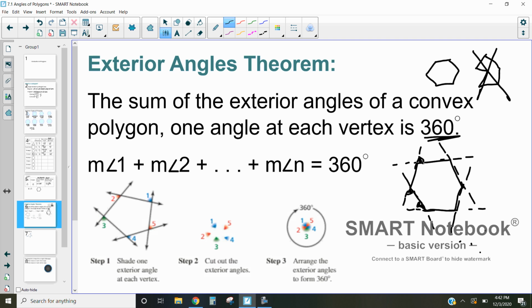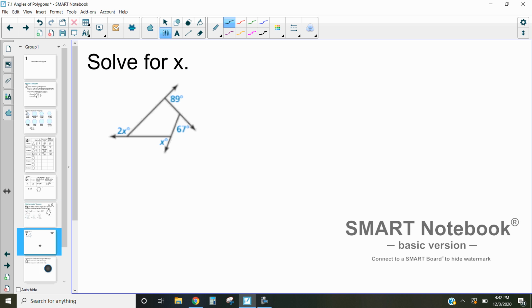We can use this angle, this angle, this angle, this angle. It's pretty cool. So then theoretically, if we were to cut out and take each of those angles and put them together, it would make a circle. Isn't that so awesome? And so the sum of those exterior angles will always equal 360 degrees, which is super cool. Okay, so what we are going to do is apply this exterior angles theorem here.